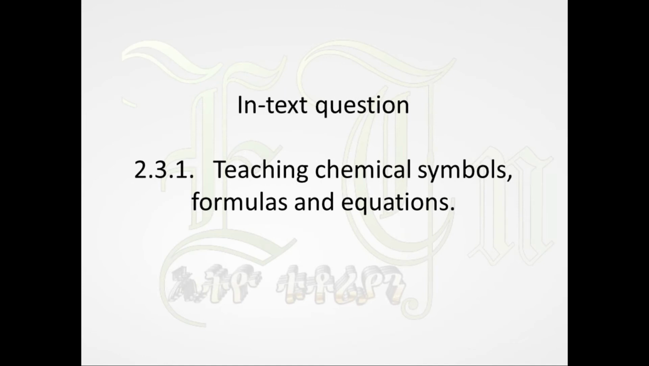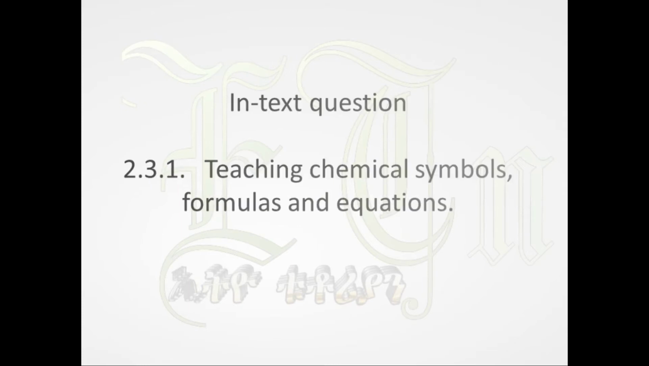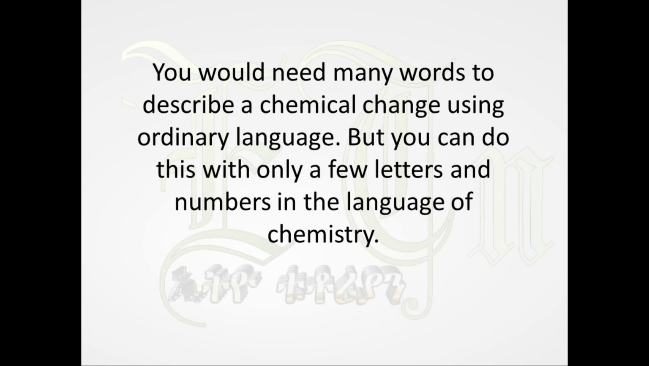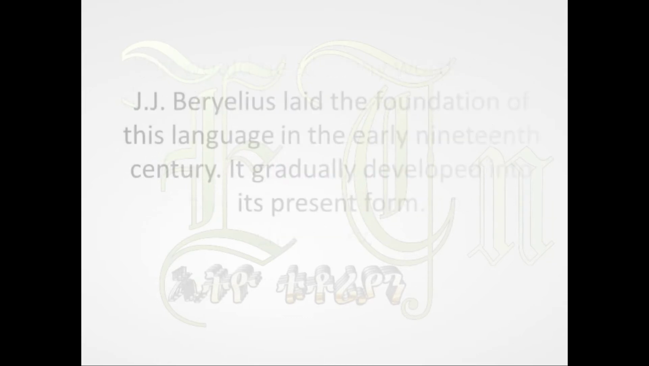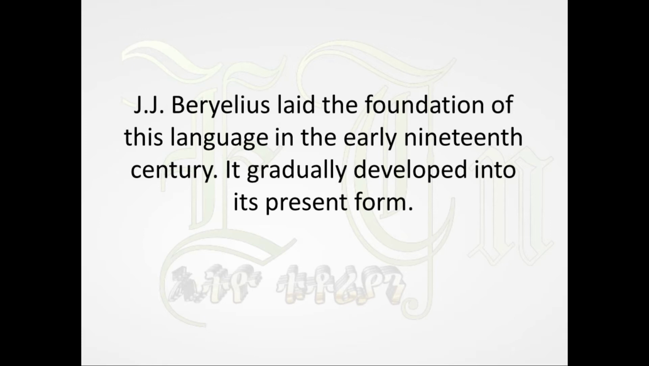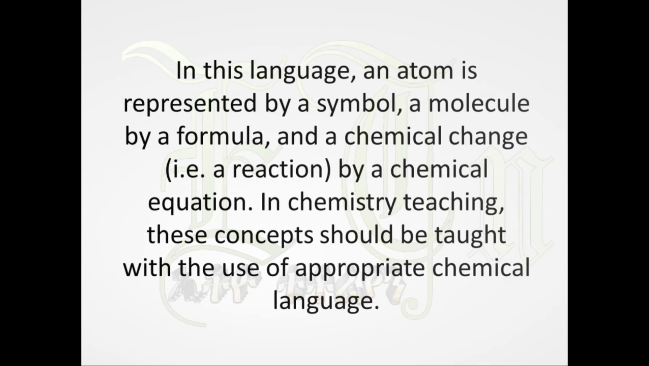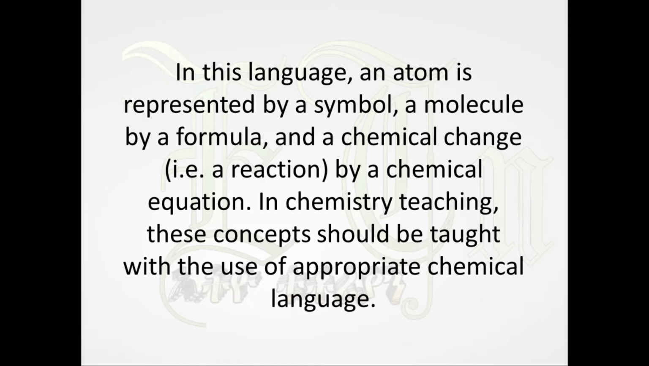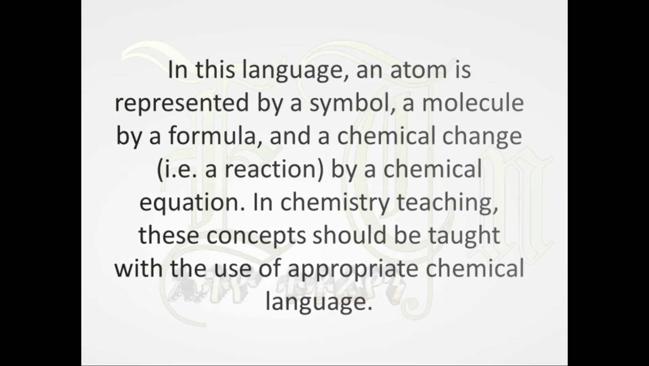2.3.1. Teaching chemical symbols, formulas, and equations. You would need many words to describe a chemical change using ordinary language, but you can do this with only a few letters and numbers in the language of chemistry. J.J. Berzelius laid the foundation of this language in the early 19th century. It gradually developed into its present form. In this language, an atom is represented by a symbol, a molecule by a formula, and a chemical change, i.e. a reaction, by a chemical equation. In chemistry teaching, these concepts should be taught with the use of appropriate chemical language.